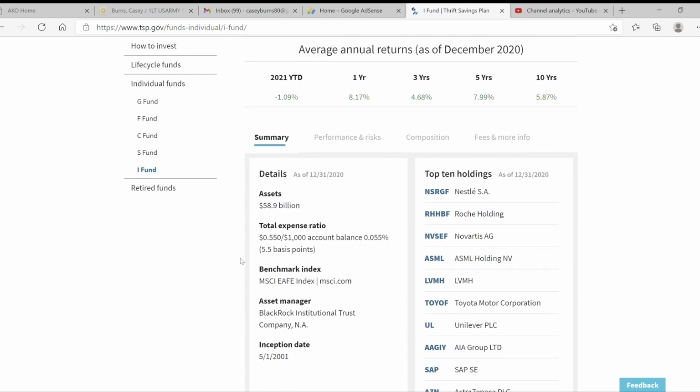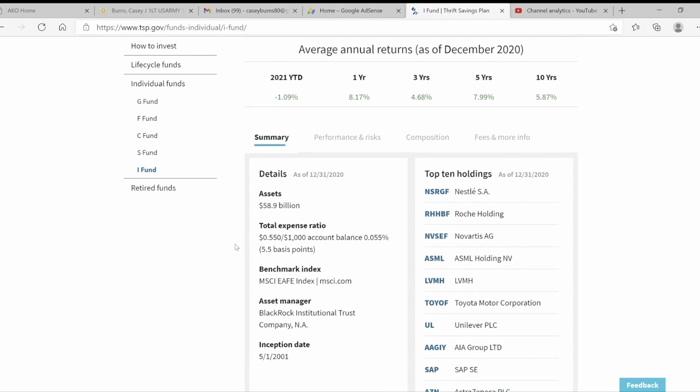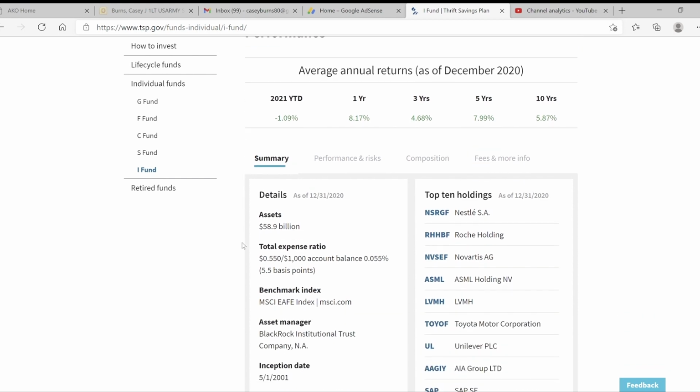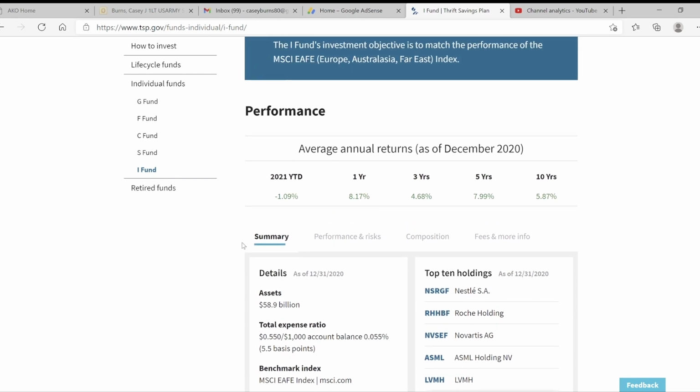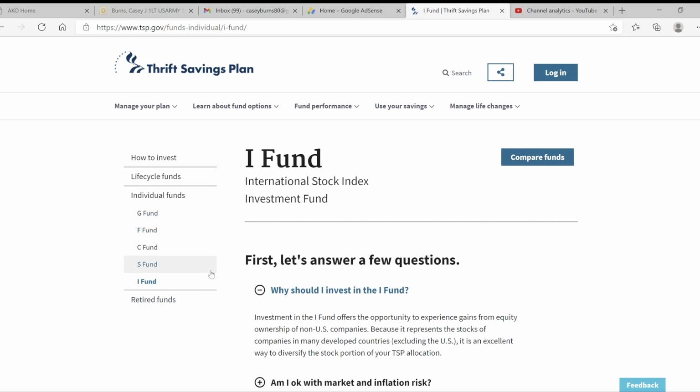If you want this fund, you're being exposed to the economy outside of the US. So we've got Unilever, Toyota, some big names like Nestle, Roche Holdings. I'm not sure how to pronounce all these, I'm not going to lie to you. But I don't necessarily invest in this. However, if the international economy does better than the US economy, this fund will do better than the other funds. So that's the purpose of that fund.